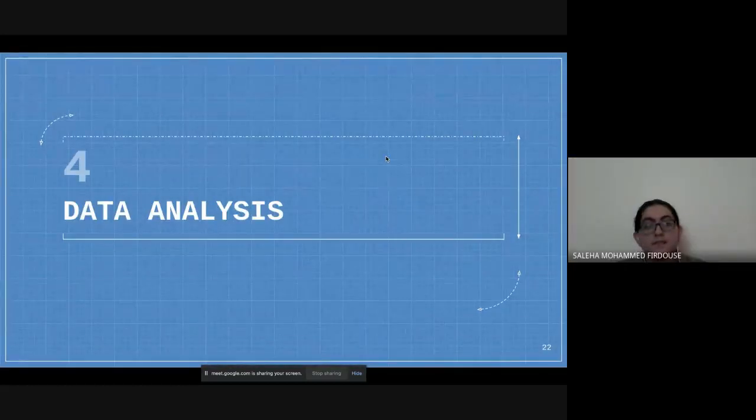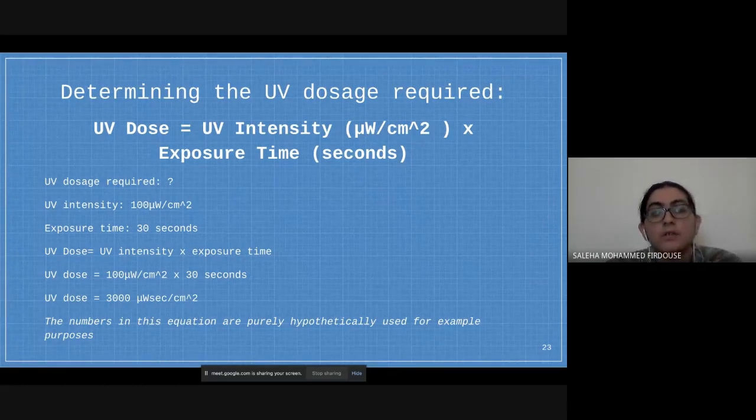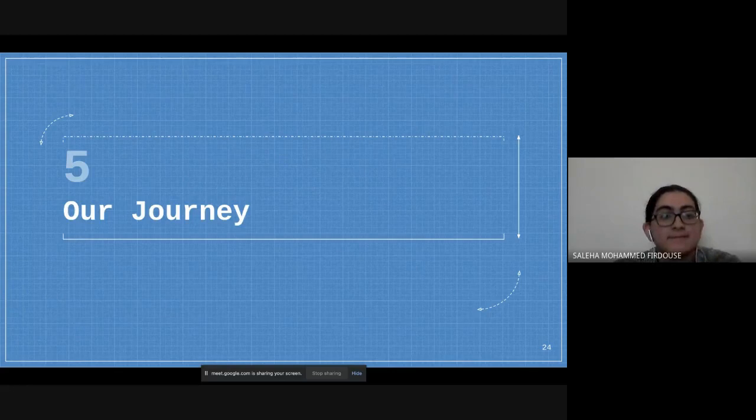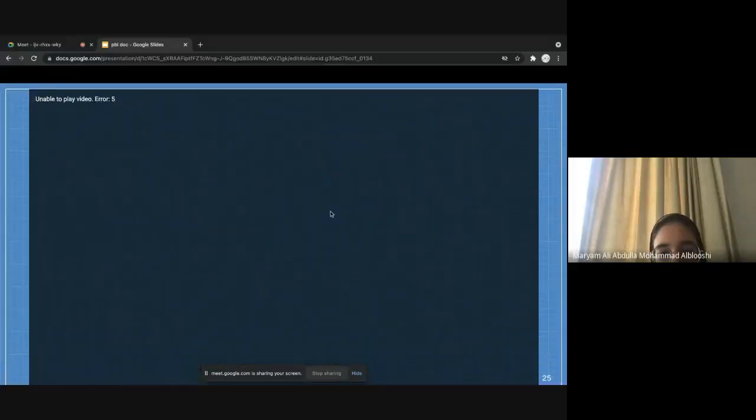Our data analysis. We discovered an equation which will help us understand how long the UVC light should be on for. This is the equation which helped us calculate how long the UVC light should be on, and here's a numerical application on the screen. So here we have a video, but it's not working.